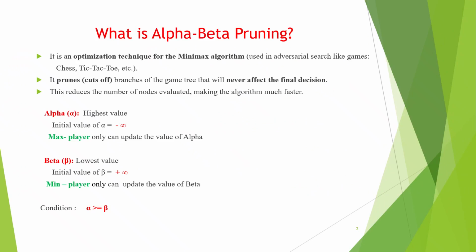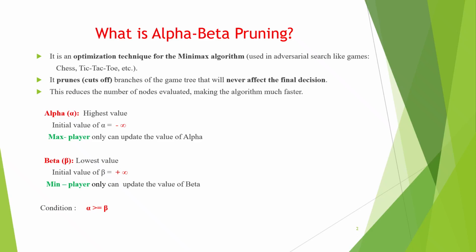So what is alpha beta pruning algorithm? It is an optimization technique for minimax algorithm. Minimax algorithm I have already taken in the last offline class, right? So I hope you all know what the minimax algorithm is. And alpha beta pruning algorithm is the optimization technique for minimax algorithm.